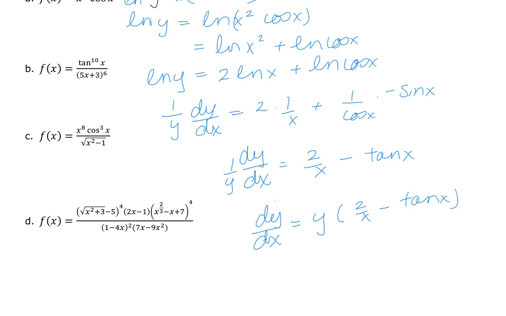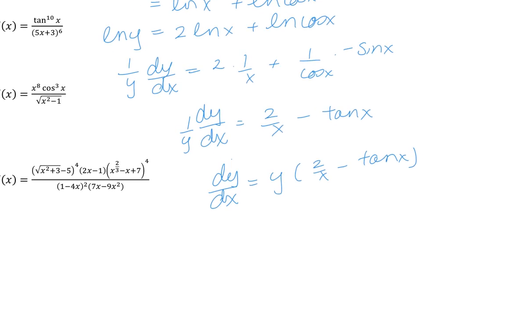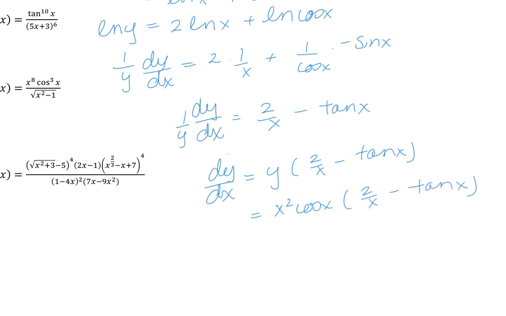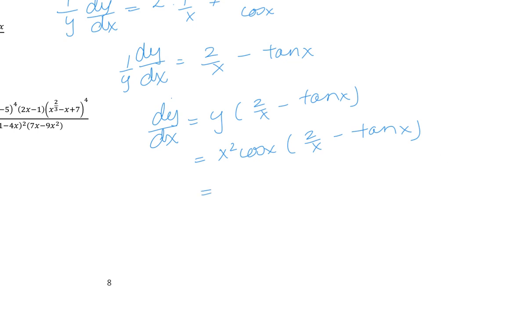Now, y was x squared cosine x. So this is going to be x squared cosine of x multiplied by 2 over x minus the tangent of x. If I distribute this x squared cosine of x, I'm going to get 2x cosine x minus x squared sine of x, since tangent multiplied by the cosine is sine of x.